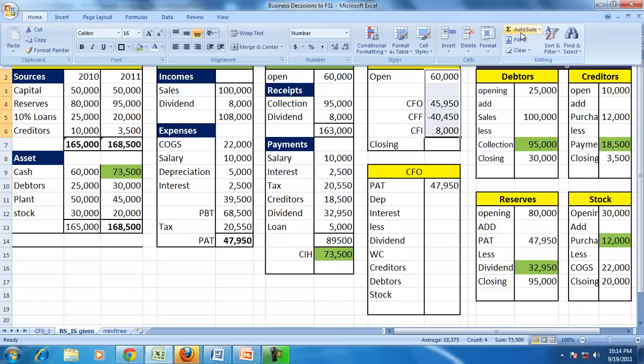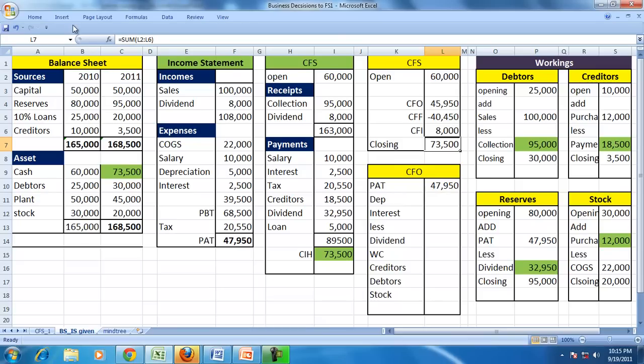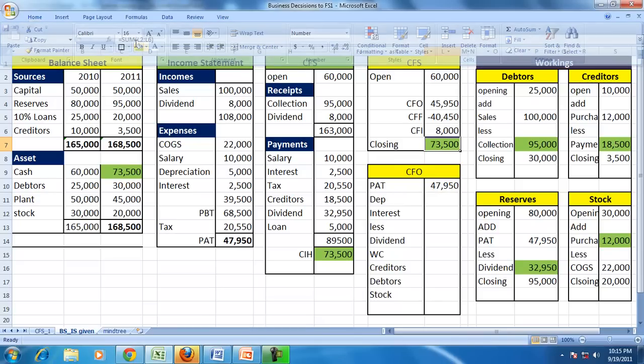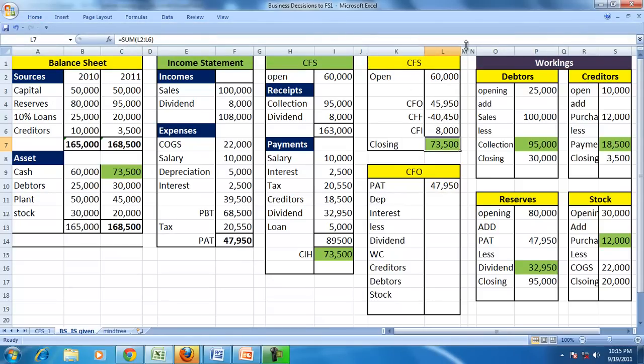And to check whether we are right or wrong, sum up, and you'll get the cash in hand, which is 73,500. So cash from operation 45,950, cash from financing negative 40,450, cash from investment positive 8,000.